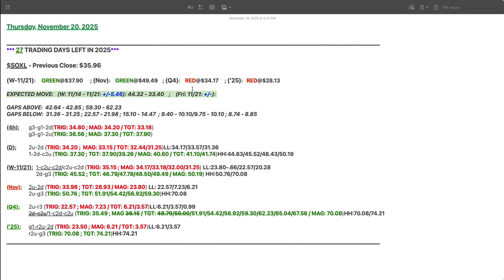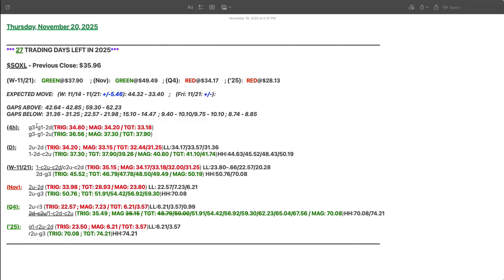We know what the market maker's expected move is for the week, plus or minus $5.46. We're right in that range of 44.32 to 33.40, but we are at that lower part of the range, right? So if we're looking at just expected move, risk to reward would be more to the upside. We know what the gaps above and gaps below are, and we know that when looking from a scalping perspective at the very beginning of the day, we're looking for higher lows at or above opening print to get into calls, and we're looking for lower highs at or below opening print to get into puts. Right, real simple. Don't need to have that on the chart here.